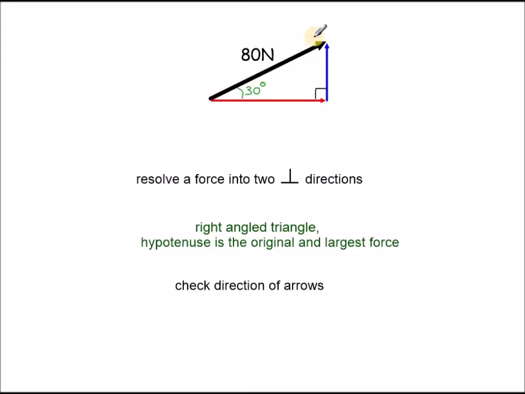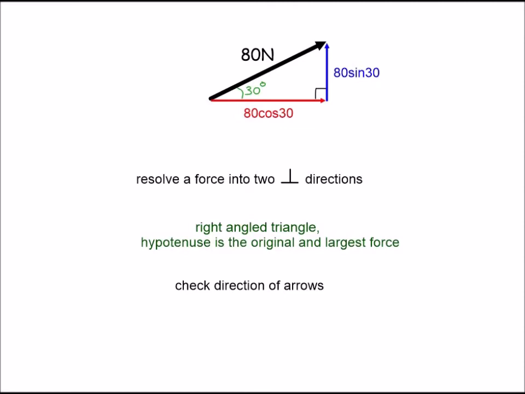The hypotenuse represents the original force. It's always the hypotenuse on the right angle triangle that represents the largest and the original force. Make sure the arrows are pointing in the correct direction. So the original force here, this vector here, takes you from there to there, and the red and blue arrows, if we follow those, do exactly the same. We start here and we end here.